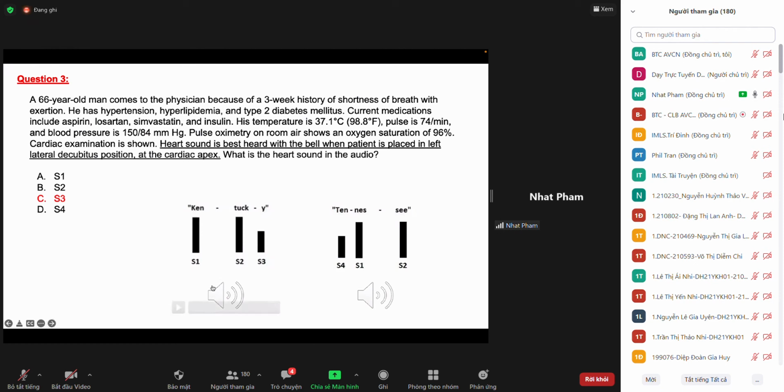So here you can see that when you hear the heart sound, "Kentucky", the "Ken" is S1 and "tucky" usually goes quickly together, so "Kentucky" means S3. So in this case you're going to hear "Kentucky". Okay, so in this case, it's going to be S3. On the other hand, for S4, you're going to hear "Tennessee". So in this case, it's going to be S4. It is right before S1. For S3, it's right after S2.